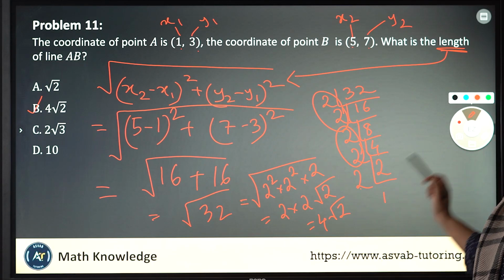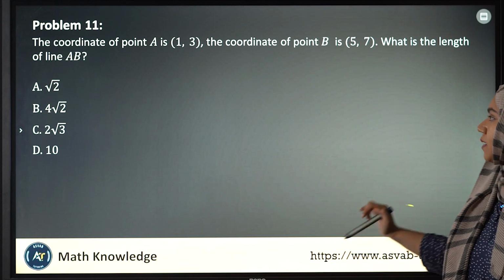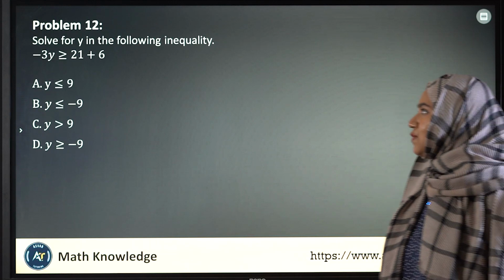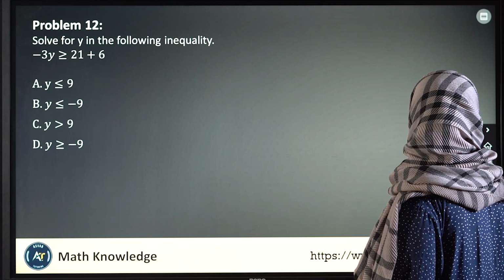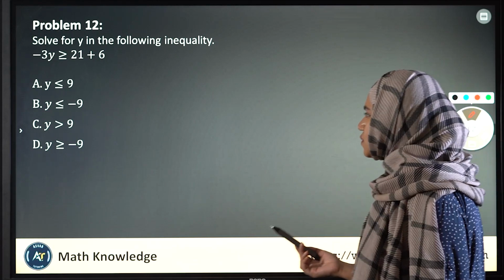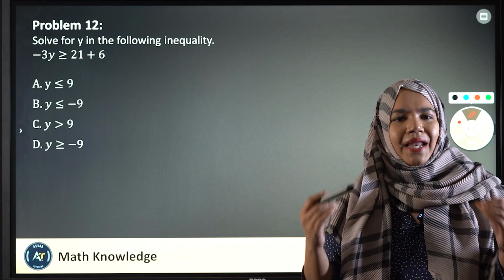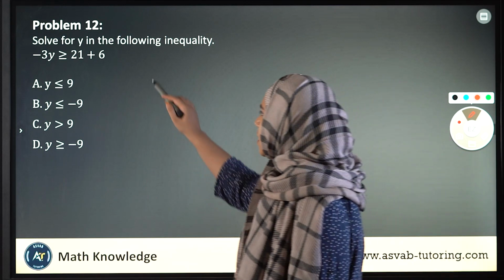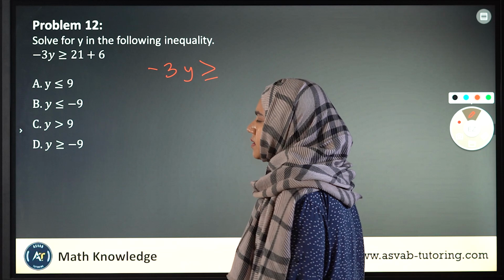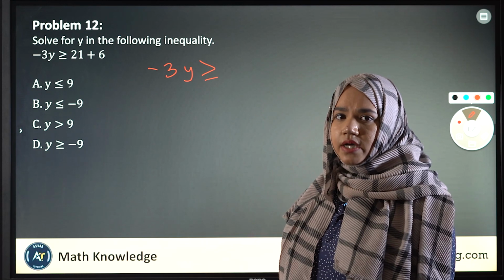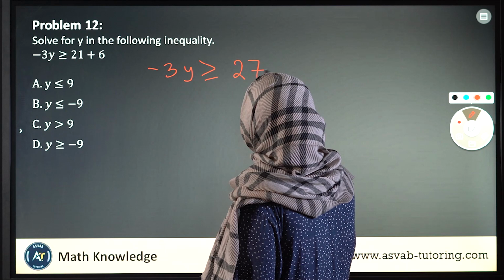All right? The last sum remains. Let's look at problem number 12. Solve for y in the following inequality. So to solve any sort of inequality, the first step that you do need to do is look at the inequality sign as just a plain equal sign, all right? So let's do that. That gives us negative 3y greater than or equal to 21 plus 6 is what? 22, 3, 4, 5, 6, 7. That gives us 27, right?